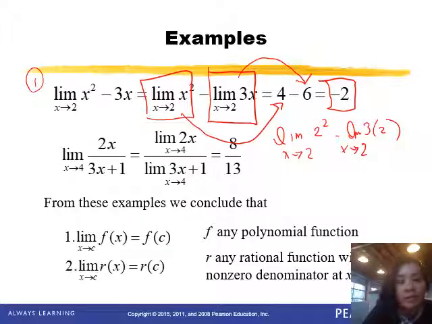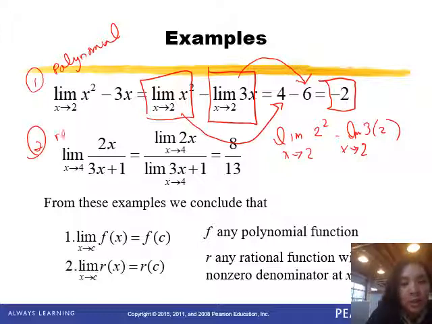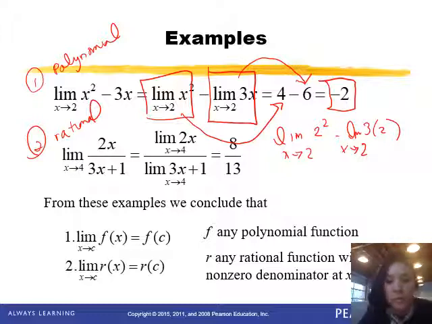Let's take a look at this rational function. So again, this first one is a polynomial. I'm going to make sure that we label all of these types of functions. This is a rational function. And so we're going to look at this rational function as x approaches 4. We're going to use the property of the limit of a quotient. And so we're going to separate this. We're going to take the limit of the numerator, and then the limit of the denominator.